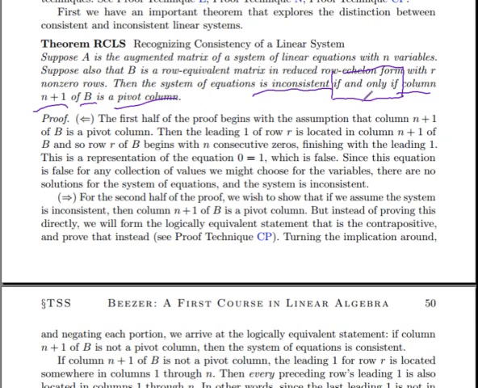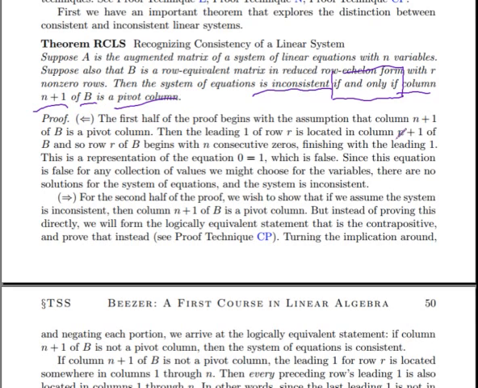Now, because you're proving an if and only if, you actually have to prove two different statements. You have to show that if column n plus 1 of B is a pivot column, then the system of equations is inconsistent. You also have to show that if the system of equations is inconsistent, then the final column of the reduced row echelon form is a pivot column. Now, the first one of these is easier to prove.